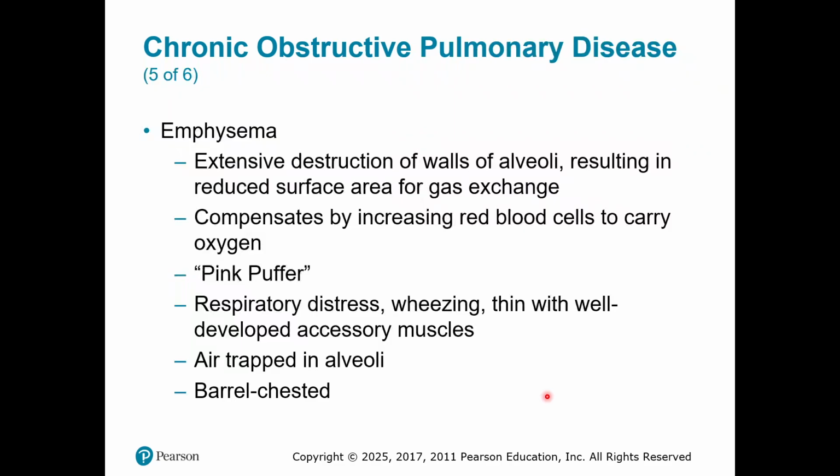Respiratory distress, wheezing, thin with well-developed accessory muscles. Yeah, they're always using accessory muscles, it seems like. They have air trapped in the alveoli, because the alveoli are swollen and enlarged, and air can get in, but it can't get out. And these patients a lot of times have barrel chest.